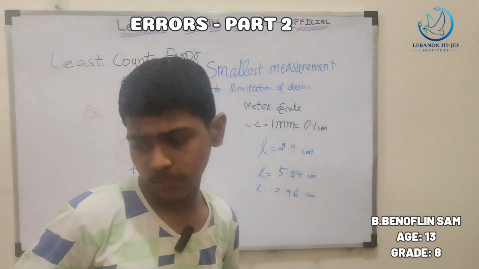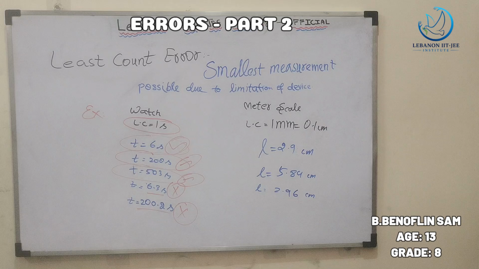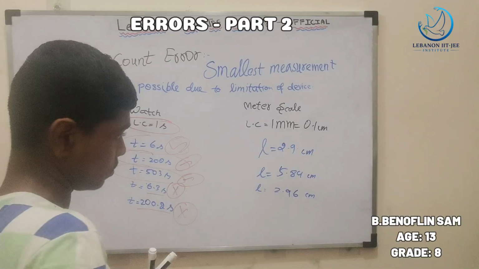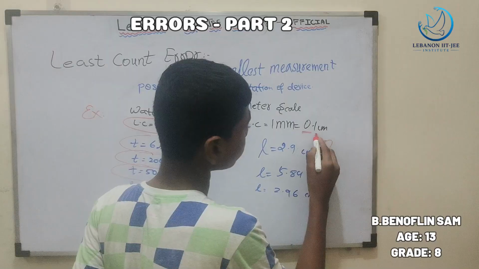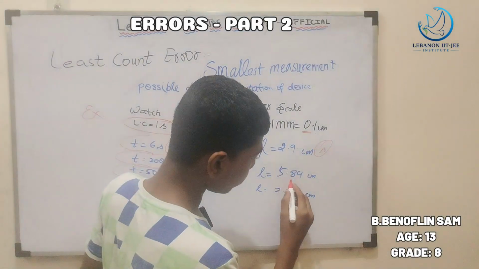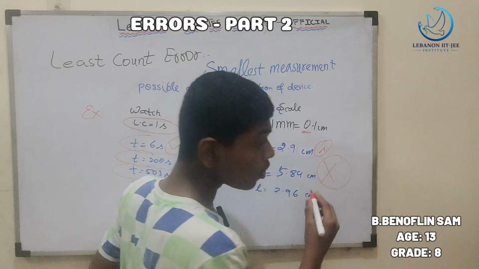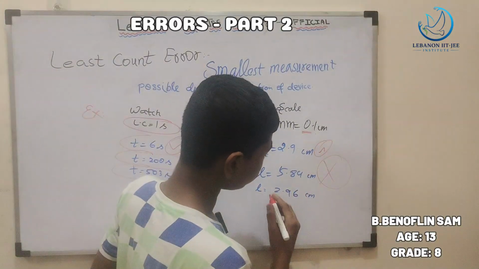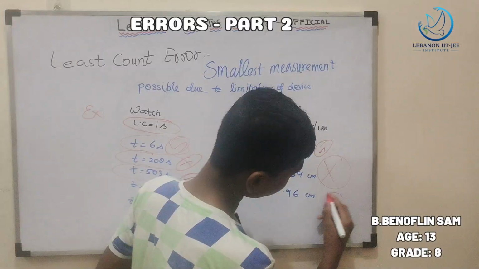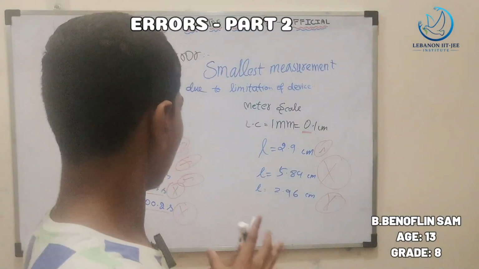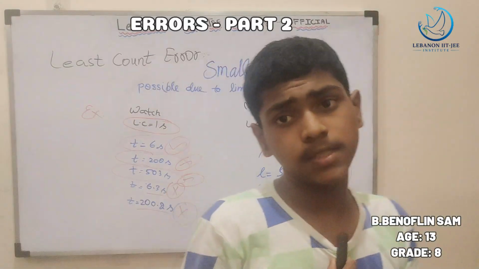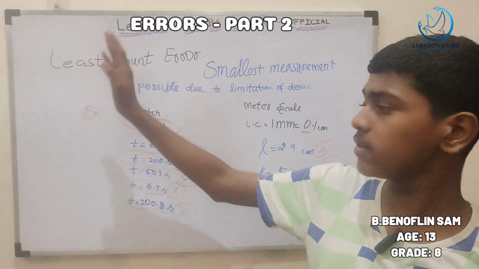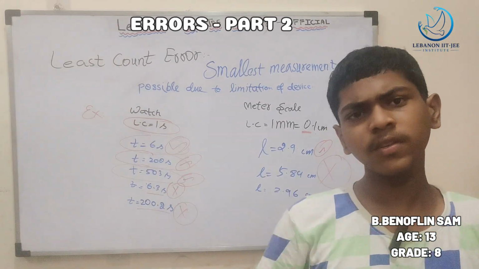So let's take a look at this. We can take this one. Here, L is equal to 2.8, because it is 0.1, we can form it like this. 5.84, wrong. L 2.96 centimeter, wrong. This is how to find the least count error. If you understand this, you can crack these questions in JEE Mains. So let's go to the next topic.